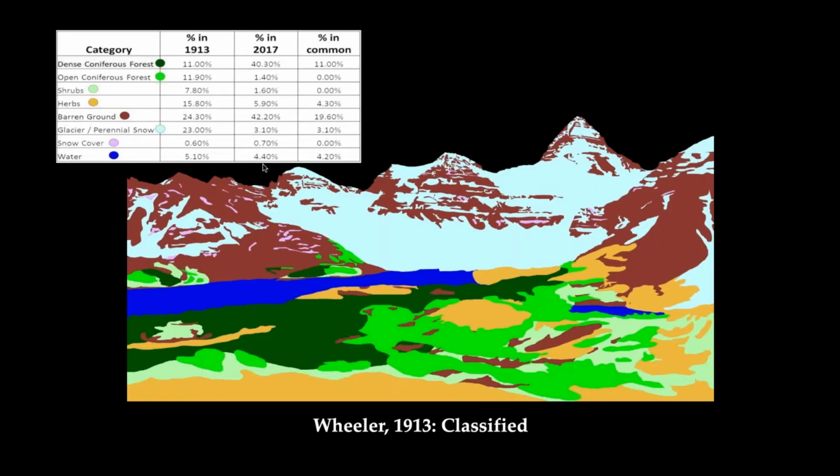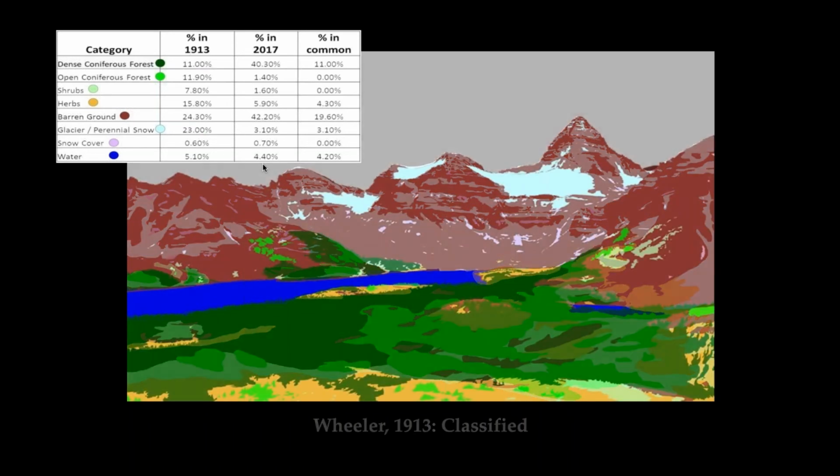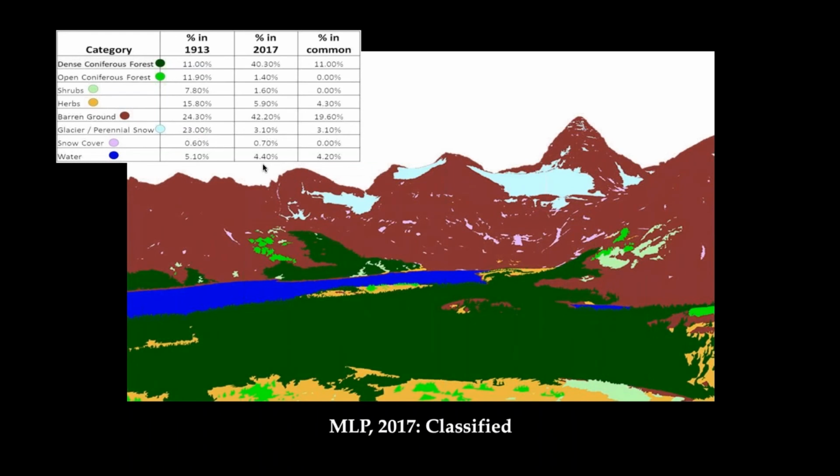This is the Wheeler 1913 image of the classic Mount Assiniboine. We're in BC and we're looking right to the border with Alberta there. And we see that Wheeler had a spectacular day when he took this image, and we've classified it, and I'm interested to see that it's a fairly diverse landscape. But let's look at what happens when we look at the image in 2017.